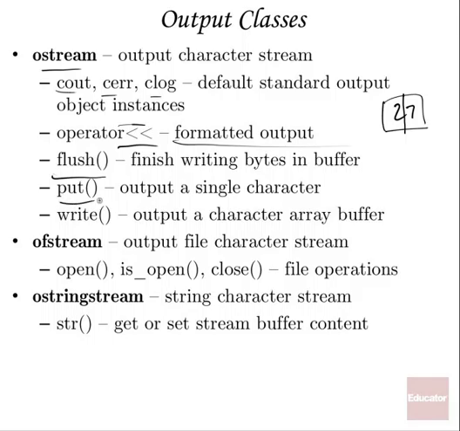Put puts out a single character. Write, of course, puts out a character array buffer. So you keep all your data in a character array, formatted the way you need it, or raw data, as it may happen to be, and you want to write all of those characters out to your output device. Your ofstream, of course, is the file derivation of the output stream, which has open, is_open, and close, your file operations. And, of course, the ostringstream, the object derivation for string character streams, also has the str for getting your string data in and out of your output stream object.